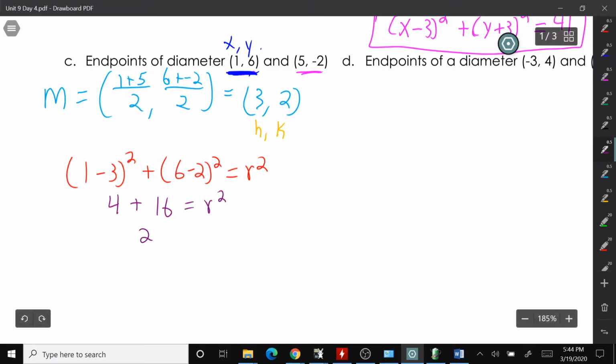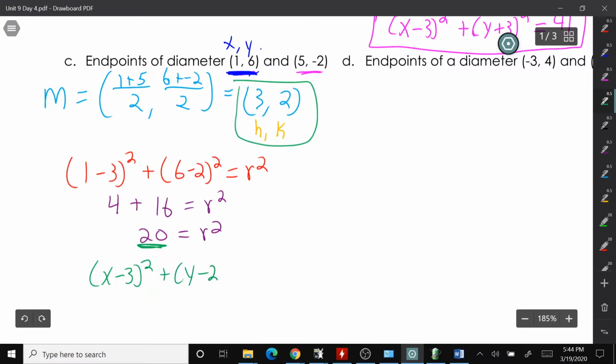4 plus 16 is 20. So 20 equals r squared. Well, now I have my center right here, and I have my r squared value. So now I can write the equation of my circle.